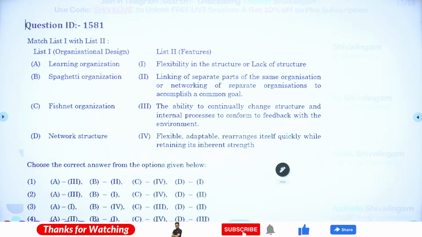C, D. Oh, Rahul Bhaiya, that was not focus group, that was of interview.